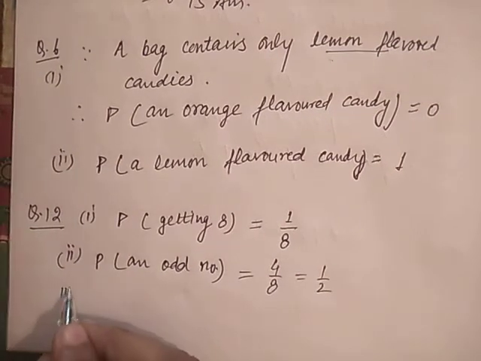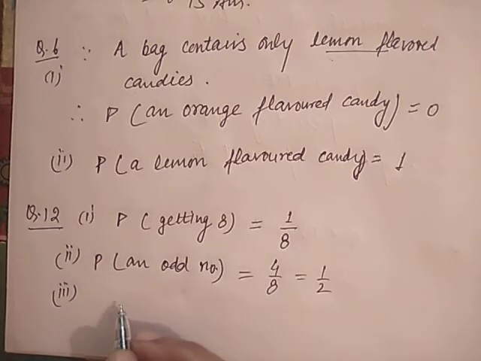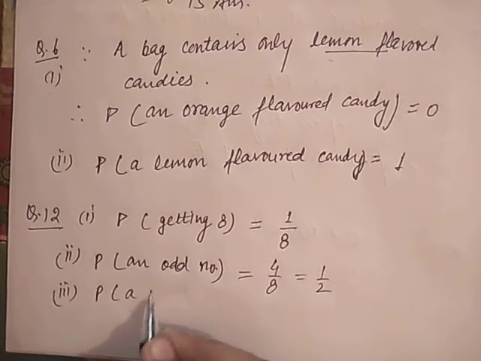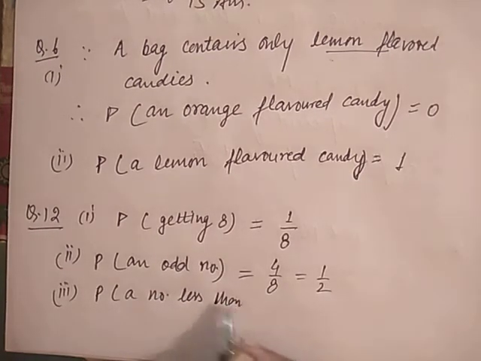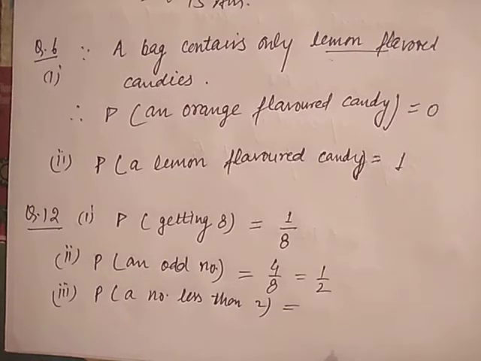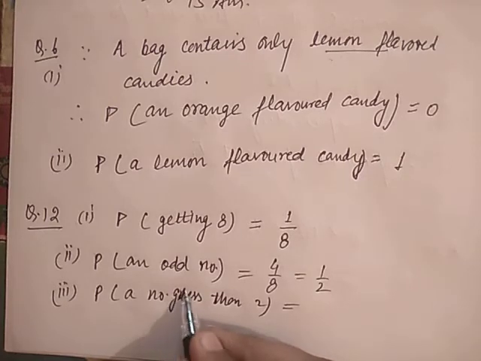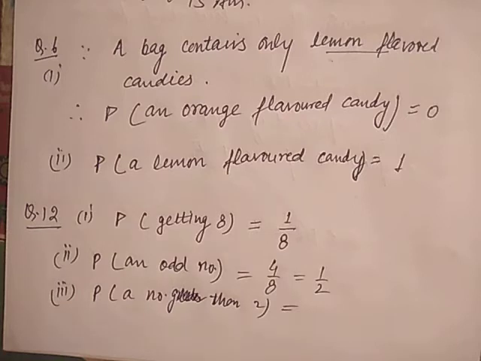Similarly, third part of this, probability of a number less than 2. The numbers less than 2 are only one number. Less than, so it is asked here greater than, not less than, greater than 2. So greater than 2 are here 6 numbers.